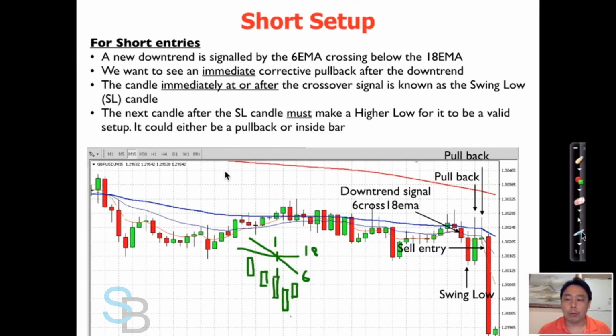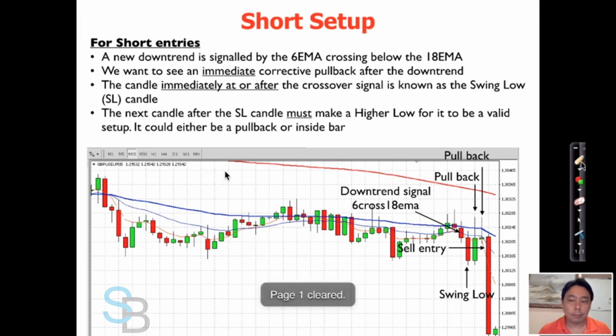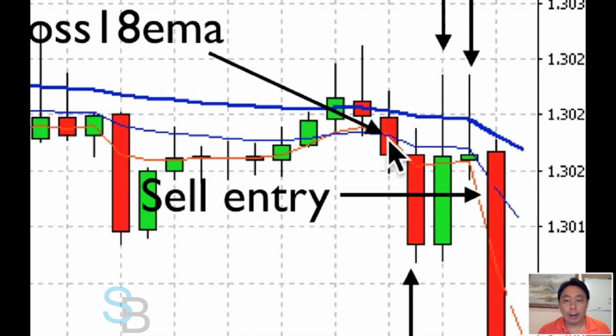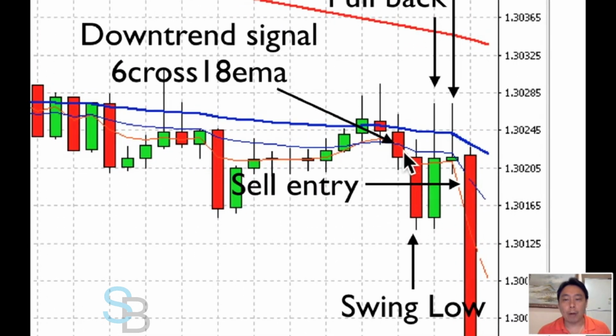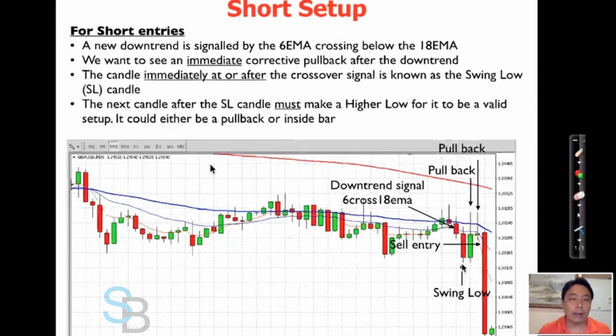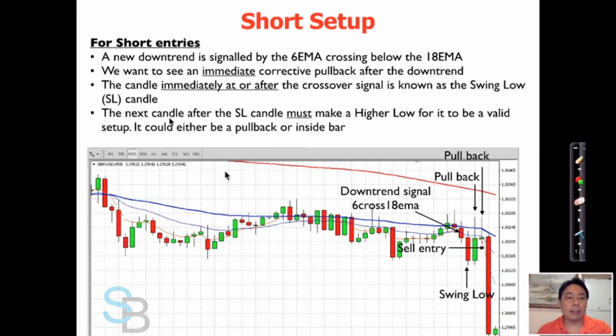So once again, let's go through the rule so we understand it clearly. Right after the cross, okay, we have got the swing low candle. This is a swing low candle, and it's a valid swing low because it comes right after the cross. It could have come at the cross, but it's coming right after the cross, so that's fine, okay? That's our swing low candle. Now the next candle must be a pullback or an inside bar, right? Next candle after swing low must make a higher low for it to be a valid setup. It could be a pullback or an inside bar.